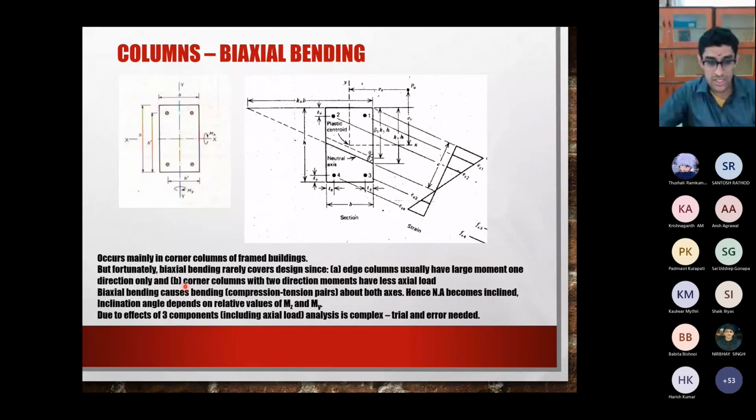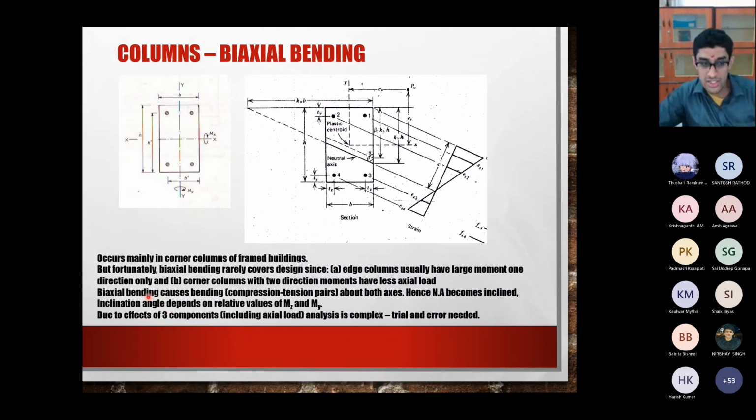Okay, and another thing is, when you have corner columns with moments in two directions, usually it will have very little axial load. If there is a corner column and it has a good amount of moment in two directions, then most of the time you'll find that the axial load is much lower as compared to the moments. So in such a case, you can just design it as a beam and check it for both the axes. Okay, so this is one thing.